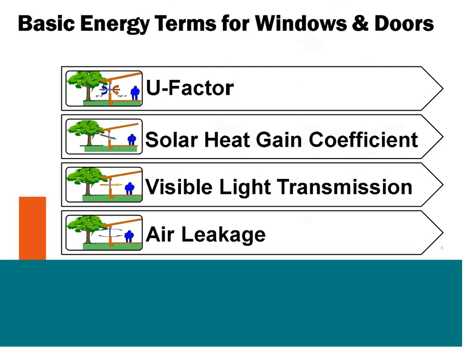The basic energy terms for windows and doors are covered under these four areas: U factor, solar heat gain coefficient, visible light transmission, and air leakage. These are the key performance factors that we're going to discuss today. Of the four, U factor and SHGC will have the biggest impact on building energy usage.